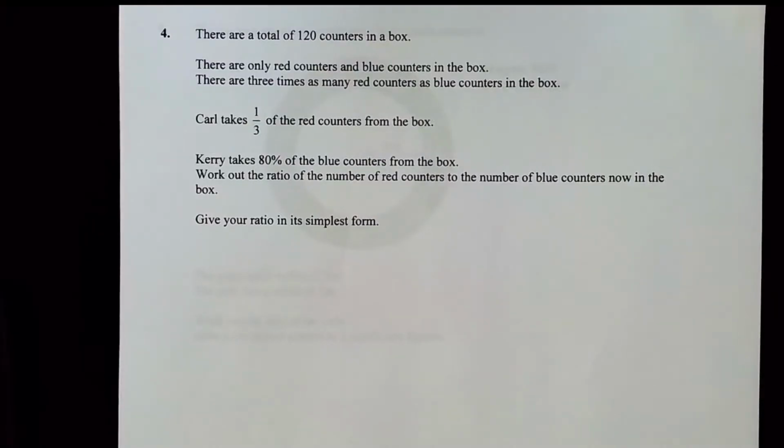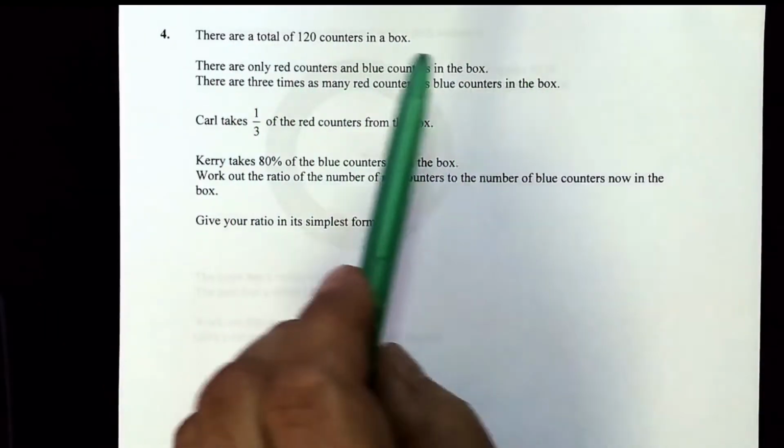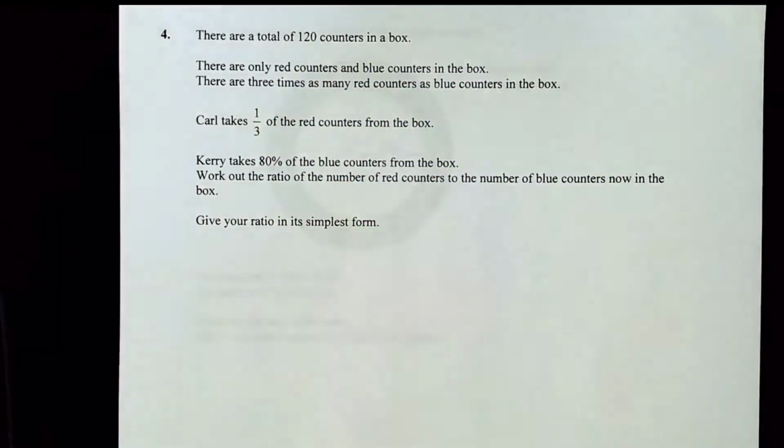Question 4. Okay, there's a total of 120 counters in a box. There are only red counters and blue counters in the box. There are 3 times as many red counters as blue counters in the box. Carl takes 1/3 of the red counters from the box. Kerry takes 80% of the blue counters from the box. Work out the ratio for the number of red counters to the number of blue counters now in the box. Give your ratio in the simplest form.